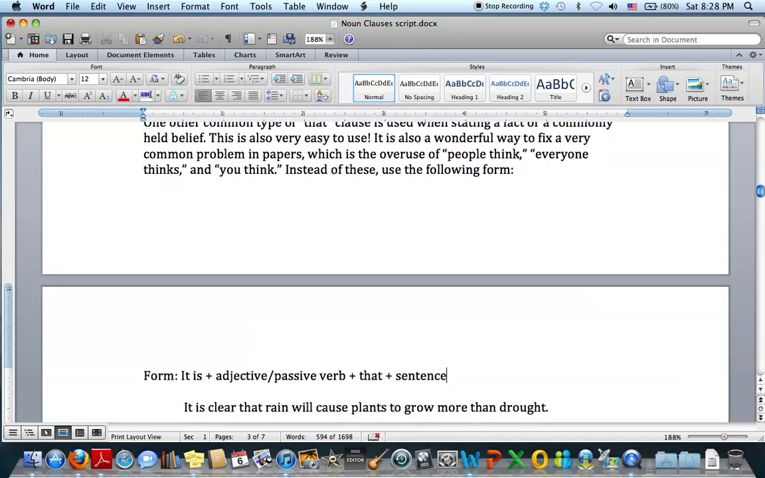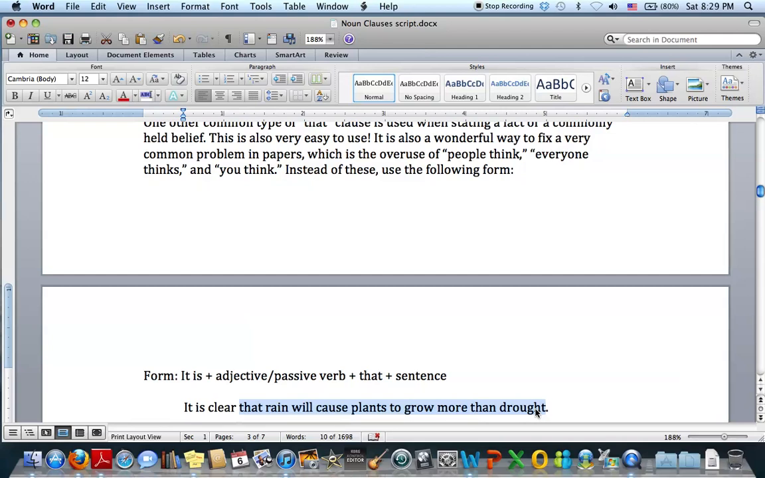Here we go. It is clear that rain will cause plants to grow more than drought. Basically what we're saying right here is, okay, here we've got our that clause, right? That rain will cause plants to grow more than drought. Does that sound confusing? Rain, when it's raining, you know, rain coming from the sky, right? Drought means there's no water anywhere, all right? Rain will cause plants to grow more than drought. Well, yeah, that's pretty clear. That's pretty obvious, right? Everybody knows that, right?